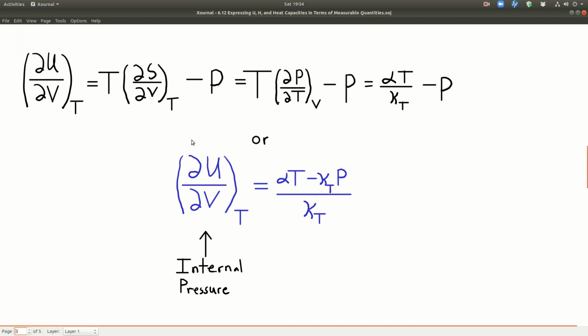This term, by the way, the partial U partial V at constant T, is called the internal pressure. If you do a unit analysis on it, you'll see that it has units of pressure. It's called the internal pressure.